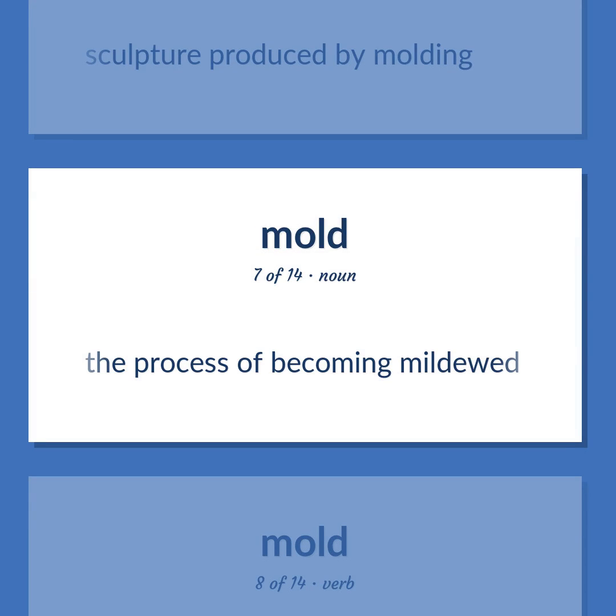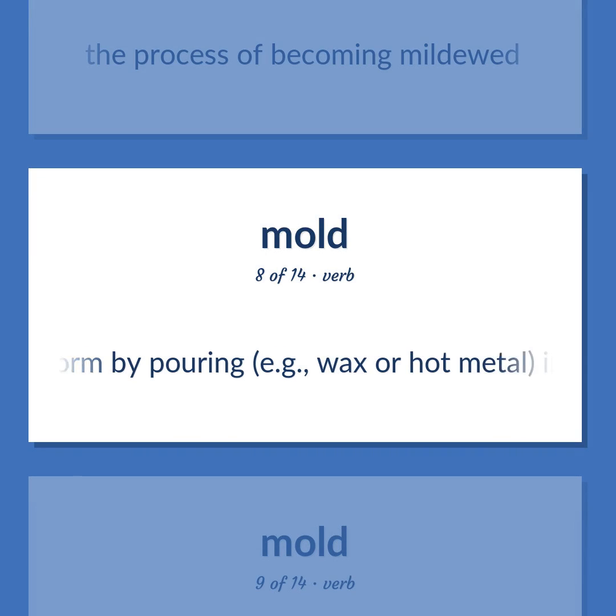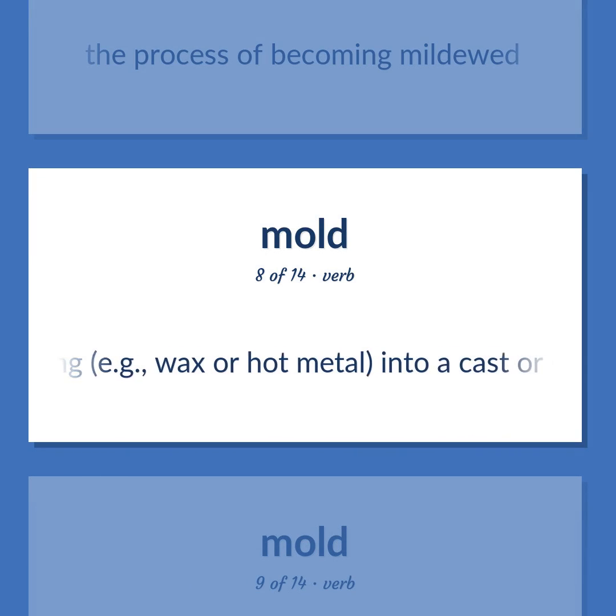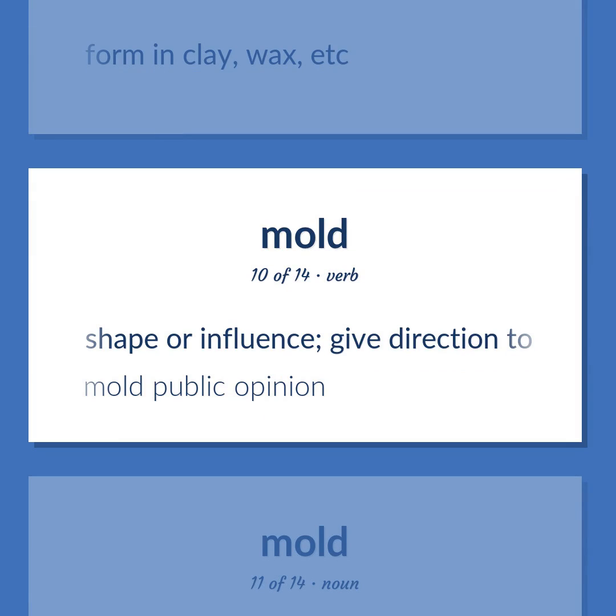The process of becoming mildewed. Form by pouring, e.g., wax or hot metal, into a cast or mold. Form in clay, wax, etc. Shape or influence. Give direction to. Mold public opinion.